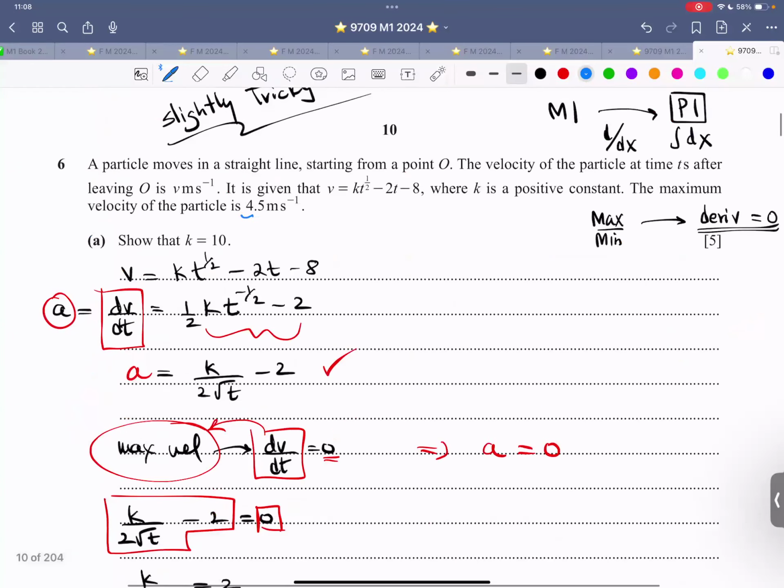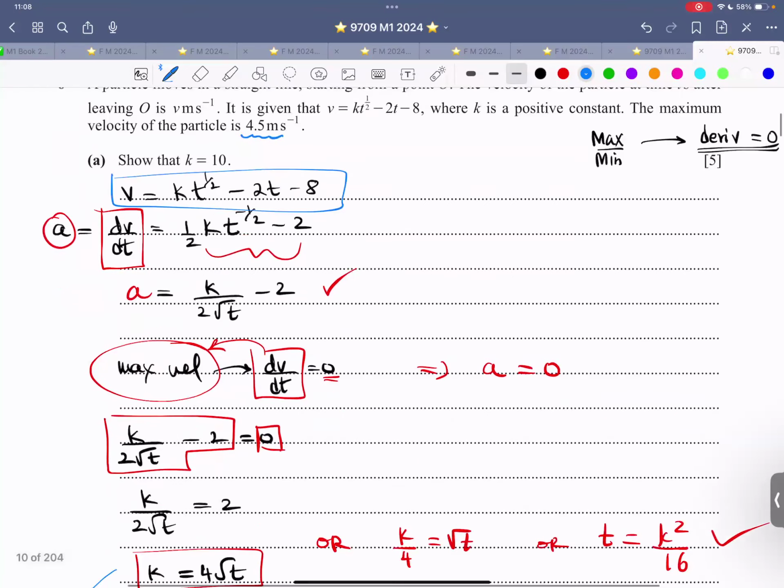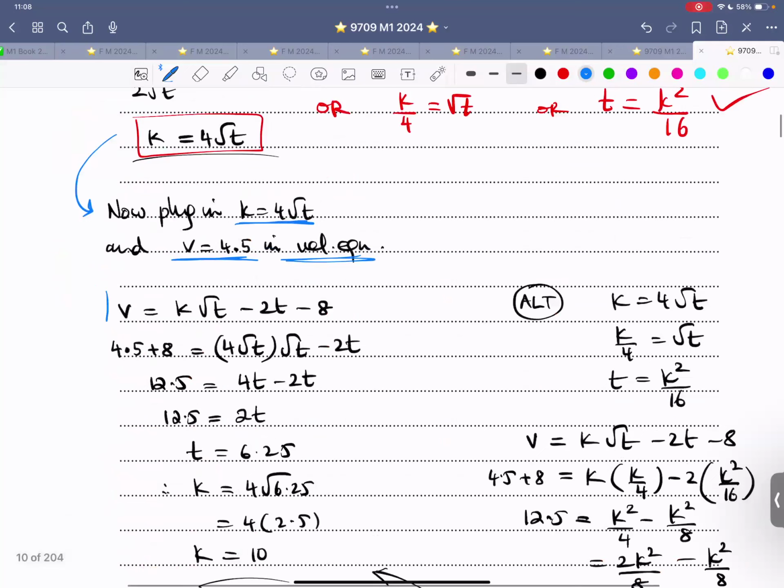The information is given about velocity, so the velocity equation is this. When I plug it in, I have written it in the square root form. V is 4.5. This negative 8 taken to the other side is 4.5 plus 8. And this k is written as 4 root t. Root t is there, minus 2t. 12.5 is 2t. T comes out to be 6.25.